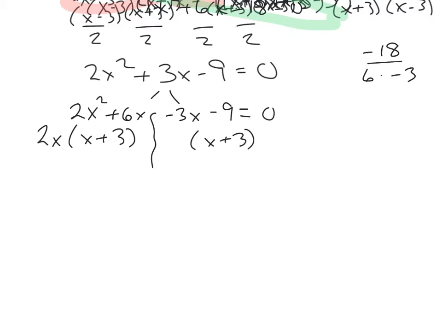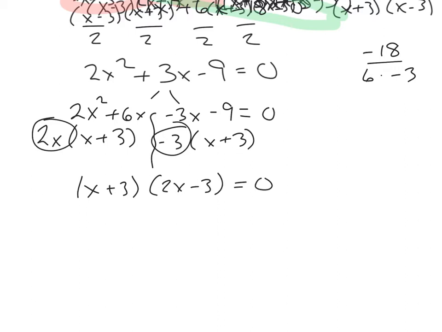And then what goes in the front? Well, a negative 3. Now, remember, these factors come out as x plus 3, and then the outside terms come together, and you have 2x minus 3, okay? That's all equal to 0.